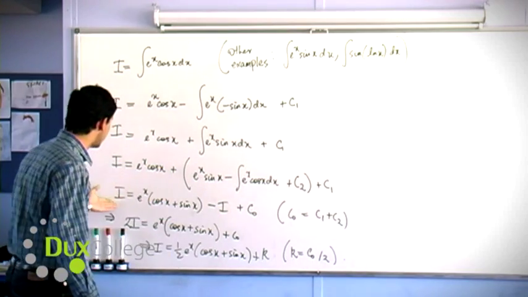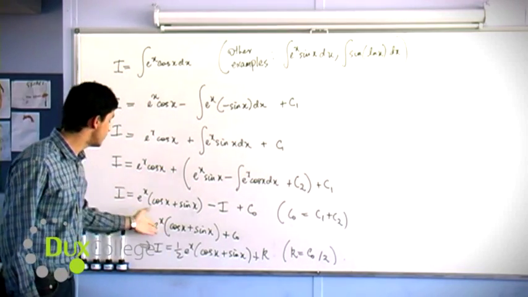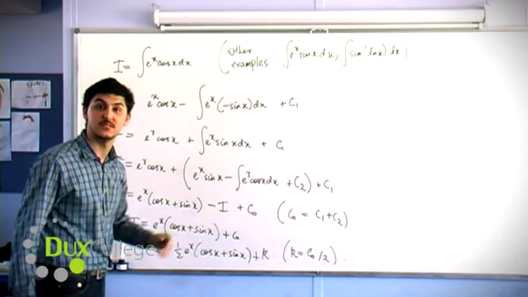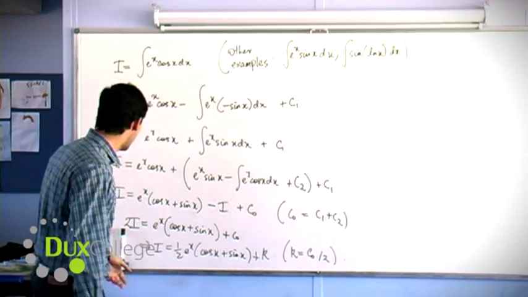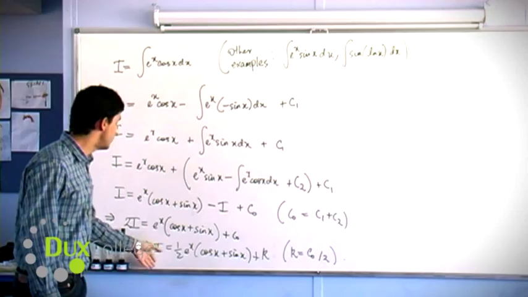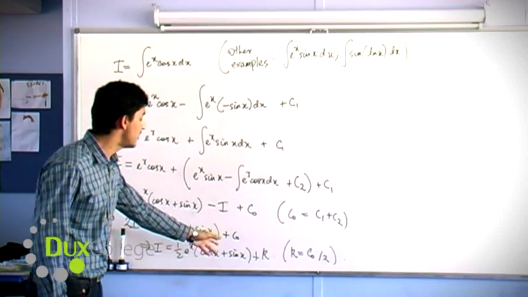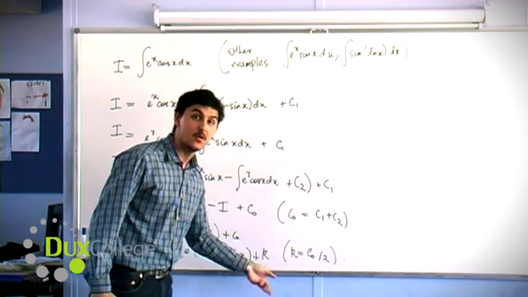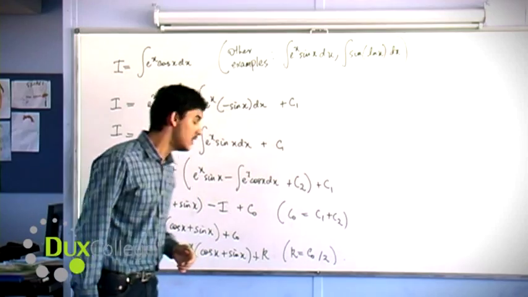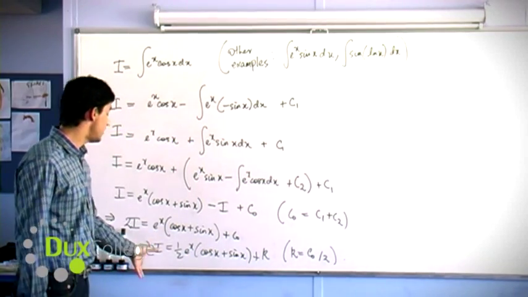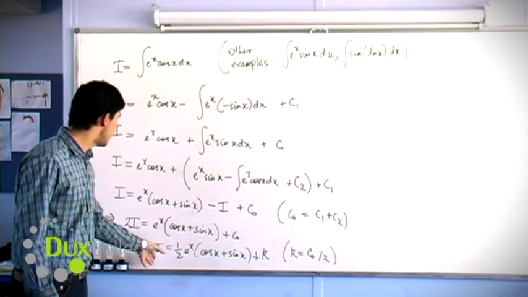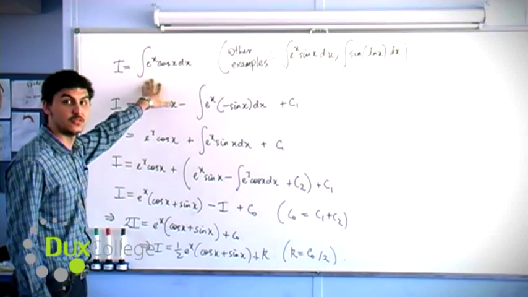So you bring the I back over to this side, which gives us 2I equals e to the x times cos x plus sine x, plus C0, where C0 is a constant. And then we divide through by 2, which gives us a half e to the x times cos x plus sine x, plus a constant k, where I've let k equal C0 on 2. Now, this method here has allowed us to find I, which is the integral of e to the x cos x dx.